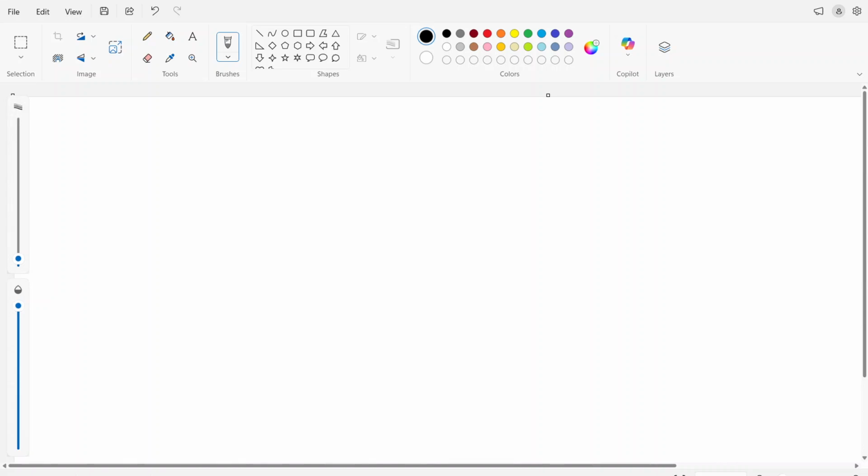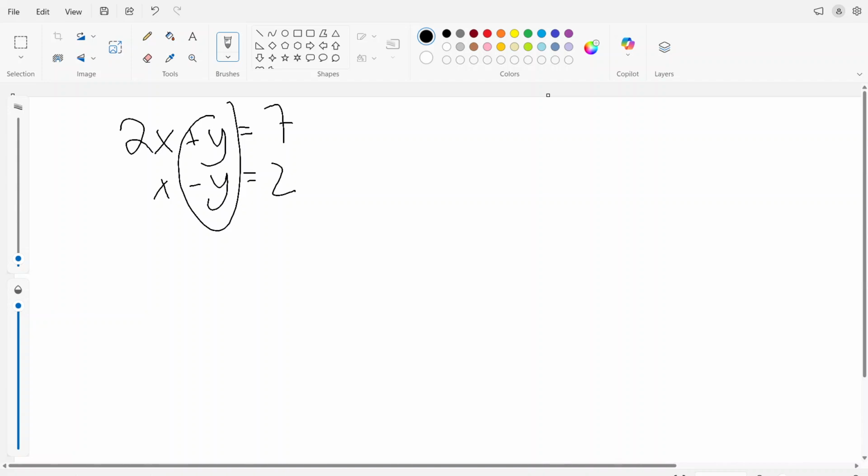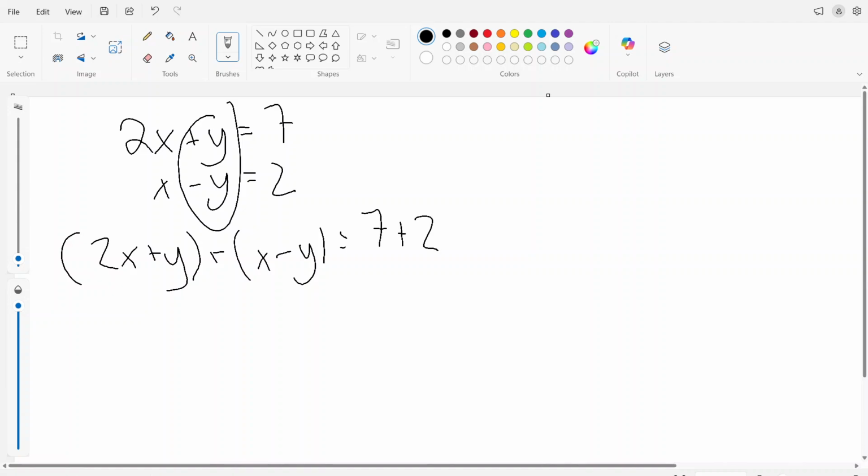So first, exam problem 1 is we want to solve this system. 2x plus y equals 7 and x minus y equals 2. Step 1 is that we want to add the equations because you'll notice when we add the equations, the y's cancel out. So we have 2x plus y plus x minus y equals 7 plus 2. When the y's cancel out, we're left with 2x plus x, which is 3x, and we're left with 7 plus 2, which is 9.